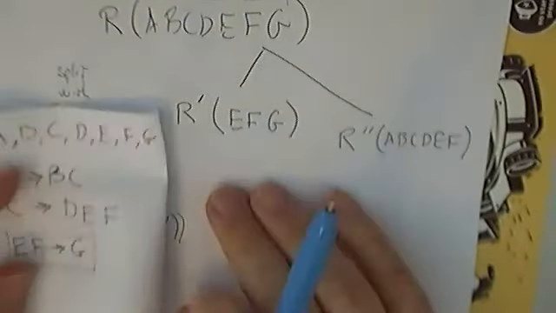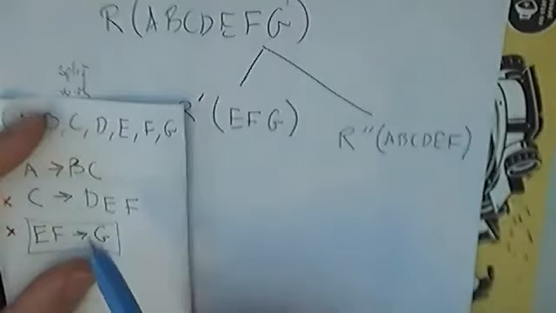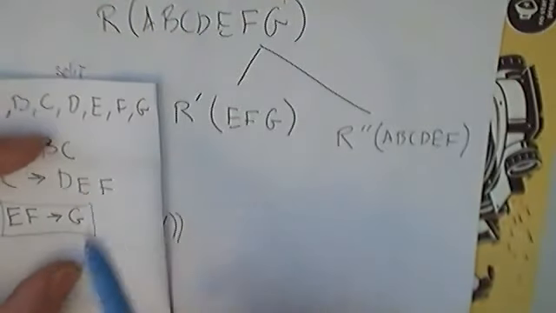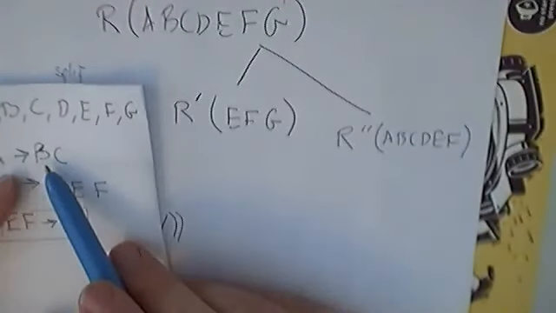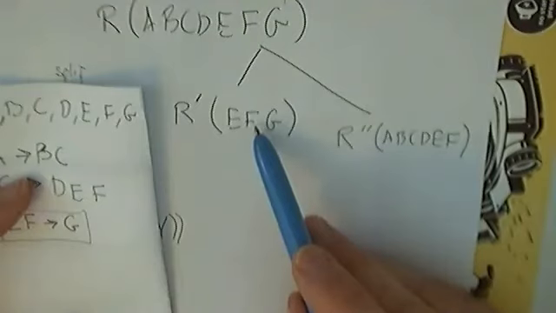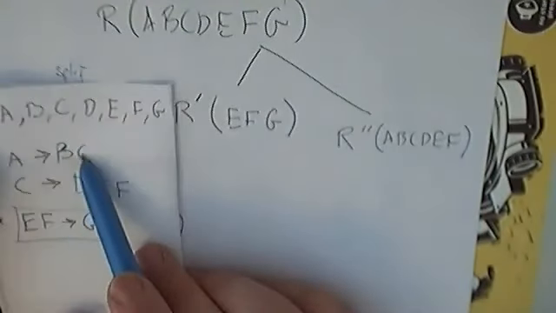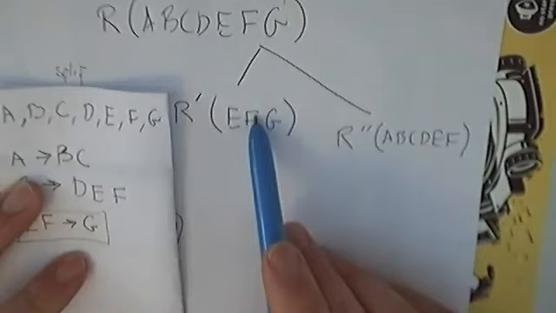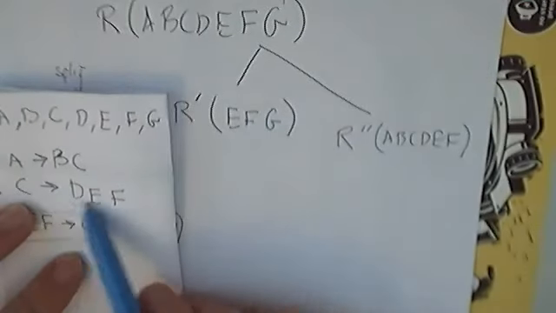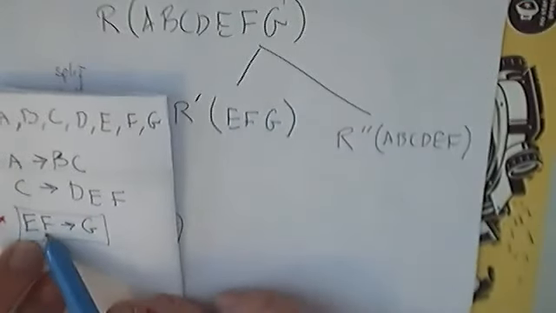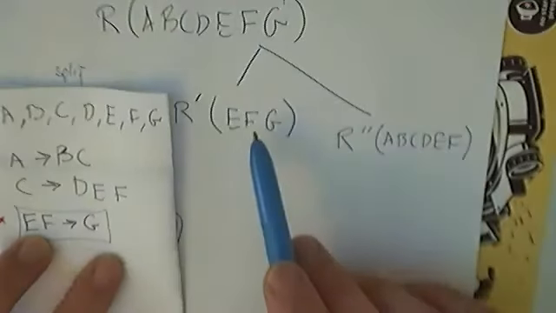Now, here are our original functional dependencies. I'm going to do this in a simple way here. When we look at this table, this functional dependency does not apply. It does not live in that table. This one doesn't either, there's no C there. This one does. EF goes to G does live in that table.